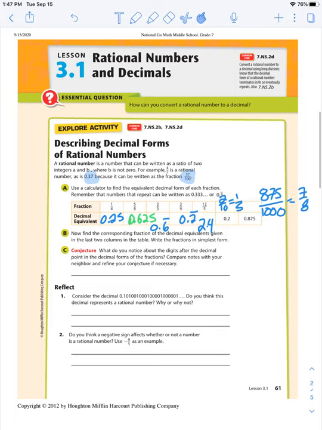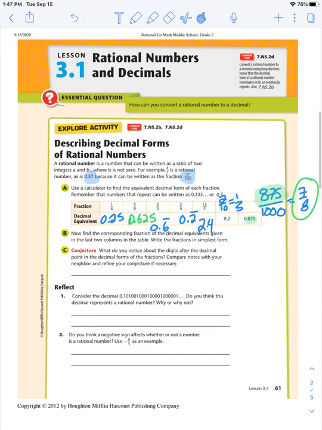All right, so B says find the corresponding fraction of the decimal equivalents. We already did that. And C, let's make a conjecture. What do you notice about the digits after the decimal point in the decimal forms of the fractions? What they want you to notice here is that when we have 0.875, we can start with the fraction 875 over 1,000. Yes, we want to simplify it to 7/8, but you can start with that fraction, because you can say that as 875 thousandths.